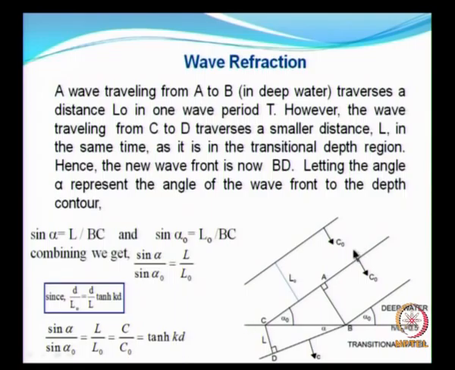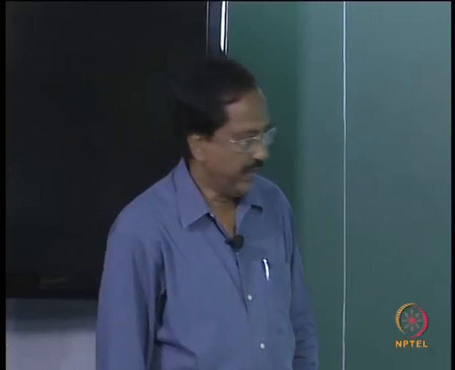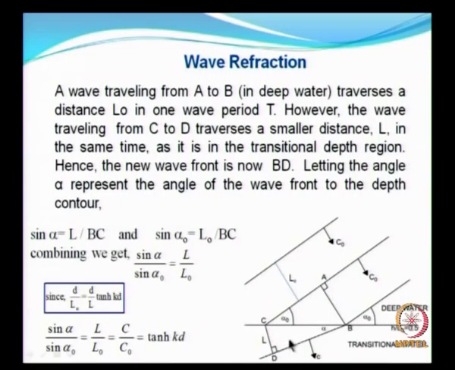So, let me say that this is the water depth contour, and the angle made by the wave crest with the contour is alpha naught, which becomes alpha when the wave front is in transitional waters. Now look at this picture, this is what conveys the phenomenon of wave refraction.